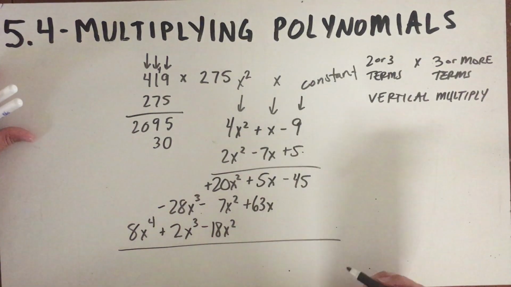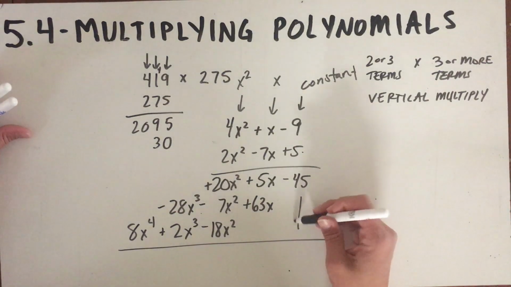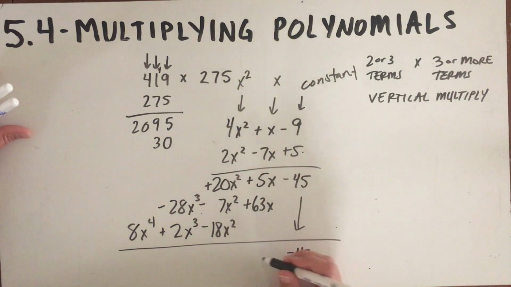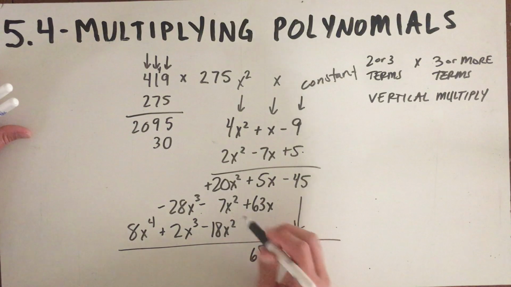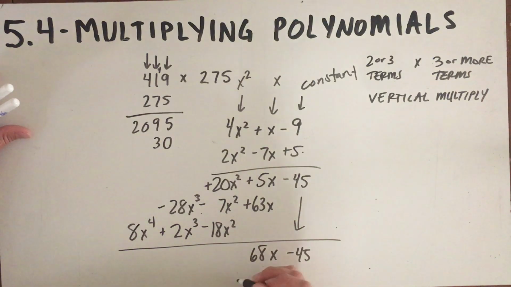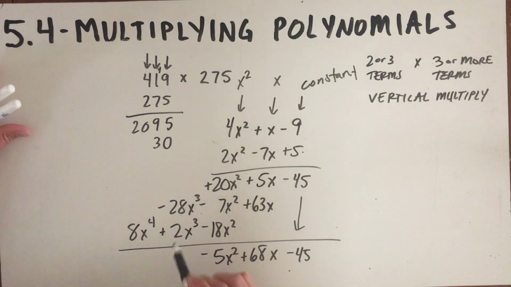Now, the thing that's nice about vertical multiplication is all the like terms are lined up. So I know I'm just going to bring down this negative 45. I'm going to combine these together. 63 plus 5 is a 68x. 20 minus 7 is 13. Minus 18 is a negative 5. So we get a negative 5x squared. And negative 28 plus 2 is a negative 26x cubed, and then I'm just going to bring down this 8x to the 4th.